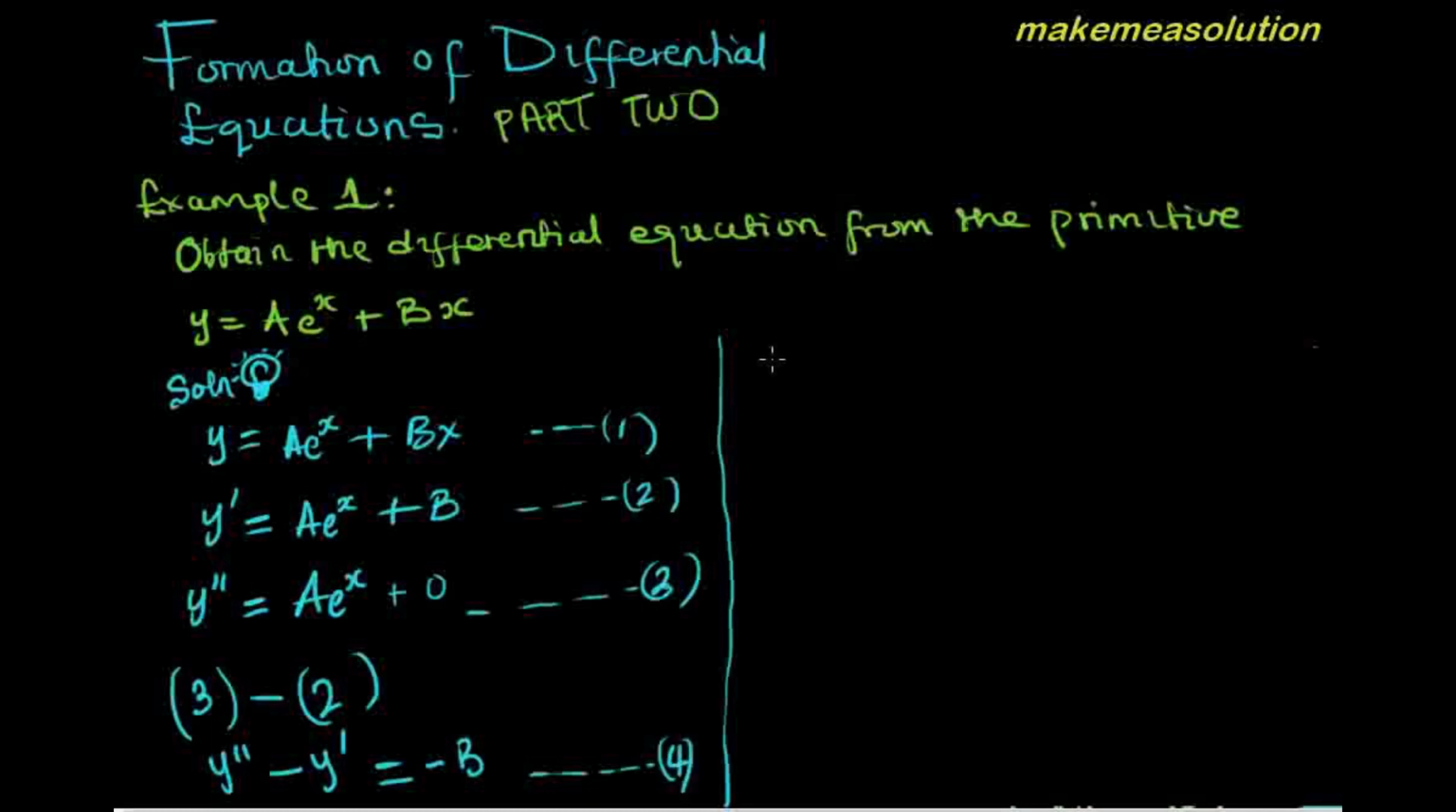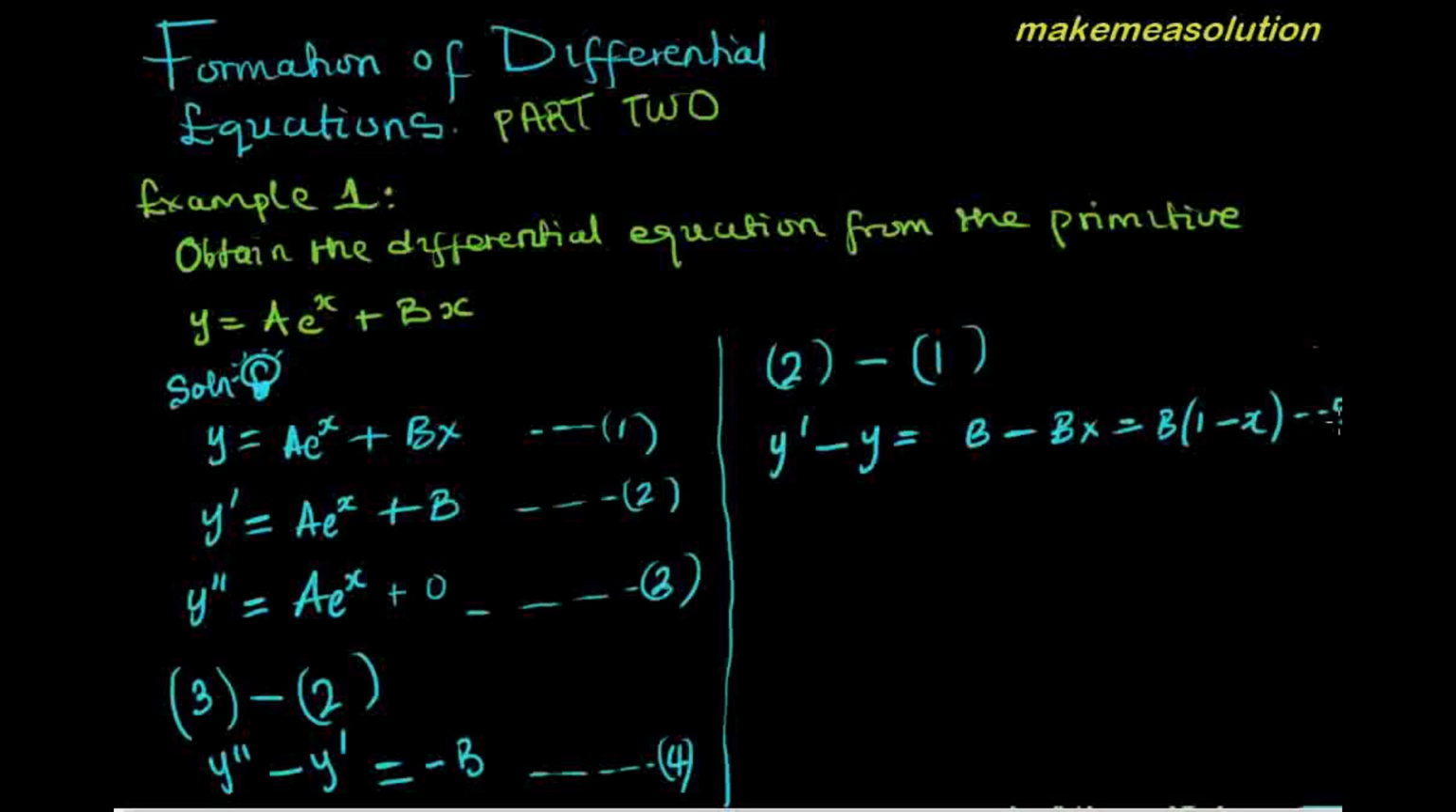Then when I say equation 2 minus equation 1, for instance, you are going to agree with me that we'll get y prime minus y is equal to a e^x minus a e^x, which is 0. Sorry if I said ax before, it's actually a e^x. Then we have b minus bx. You can actually leave it as b into 1 minus x. So this is our equation 5.